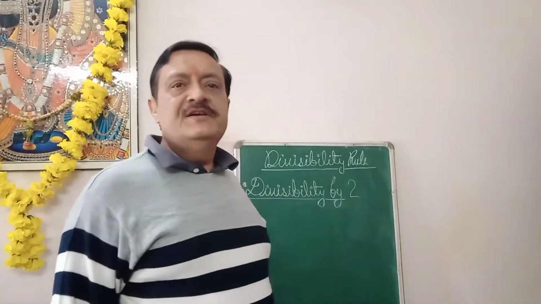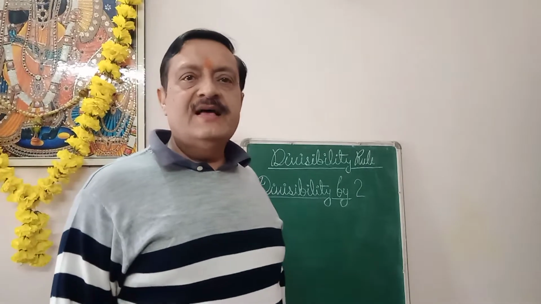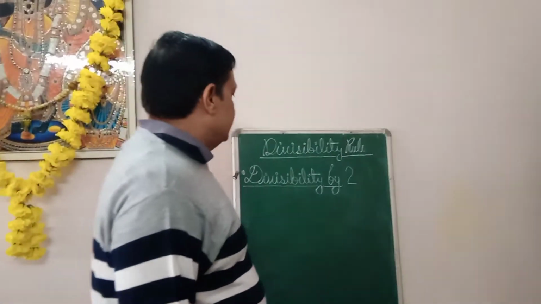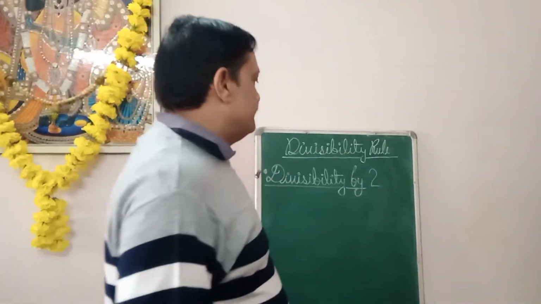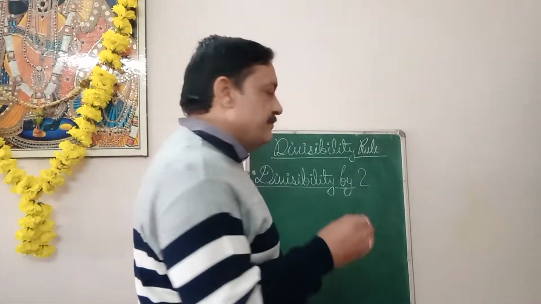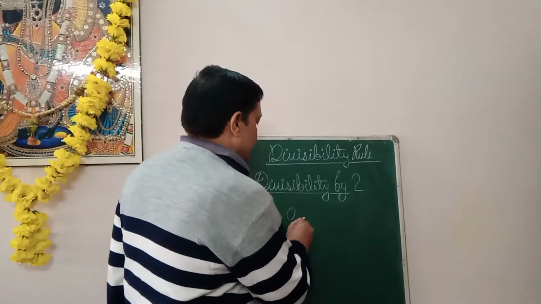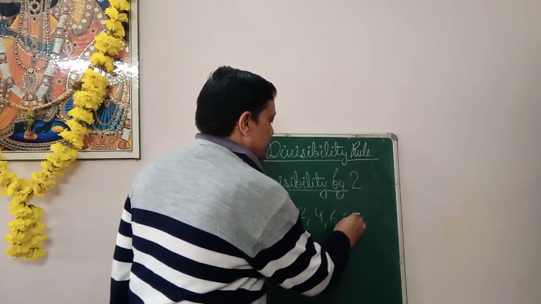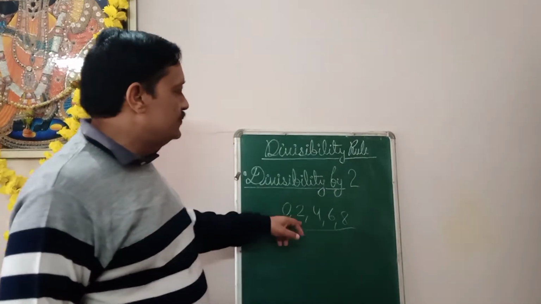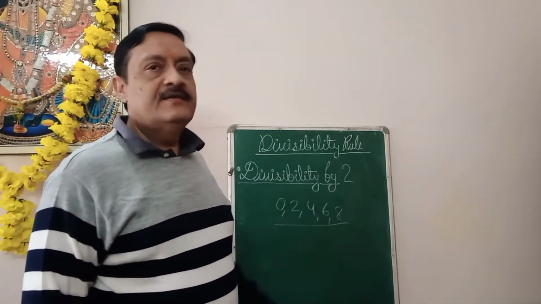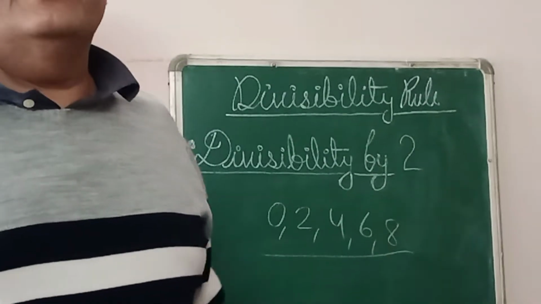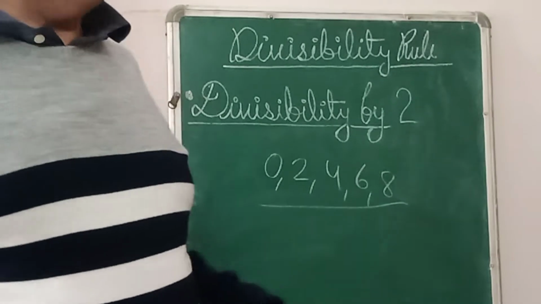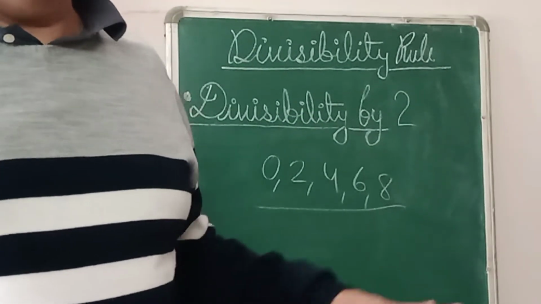For knowing divisibility by 2, suppose we are asked whether a particular number is divisible by 2 or not, then in that case we will see that the unit place of that number, if has got 0, 2, 4, 6 or 8, if one of these numbers 0, 2, 4, 6, 8 is there at the unit place, then without dividing we will say that that number is divisible by 2.